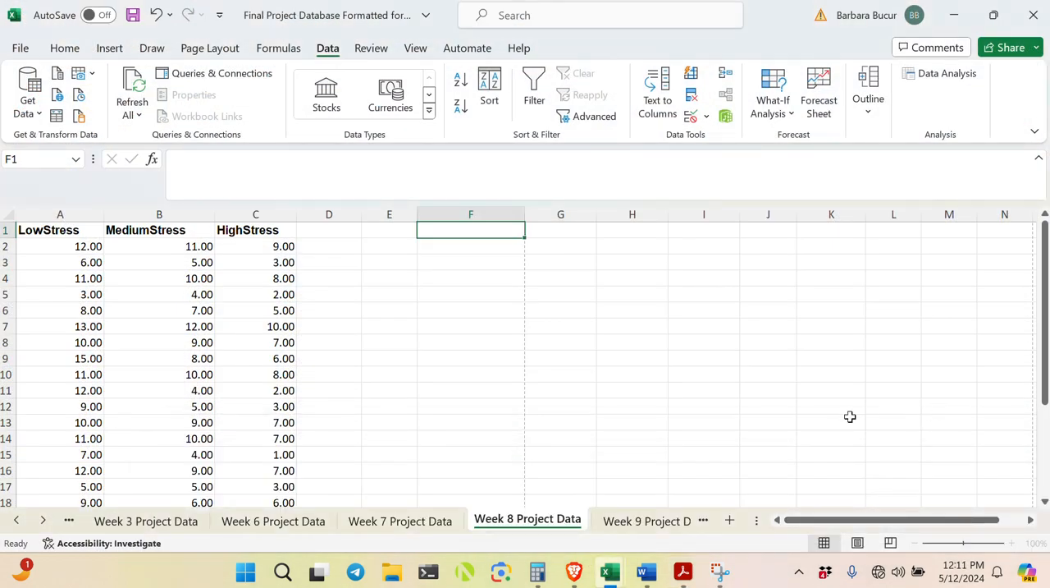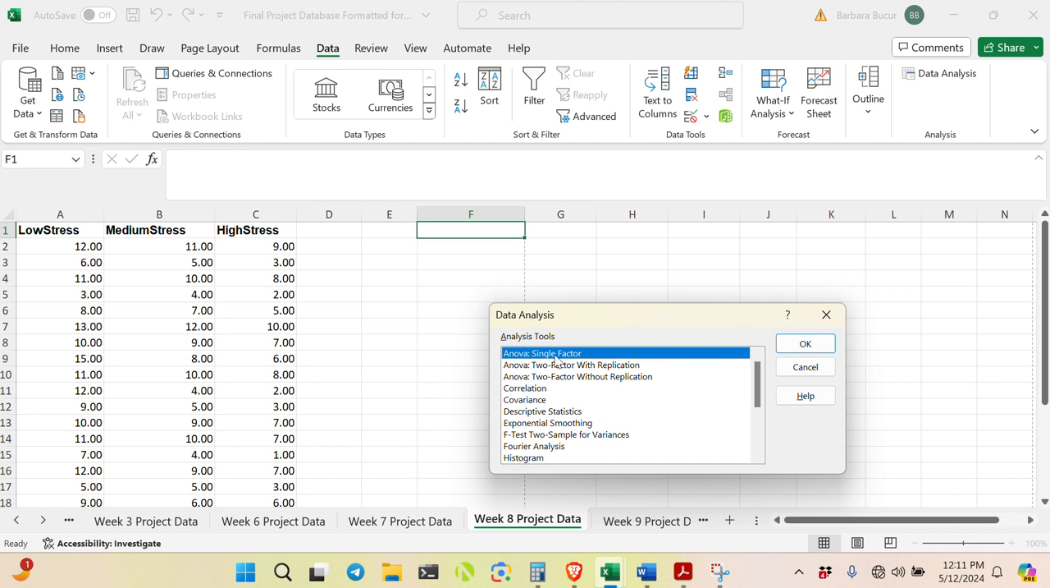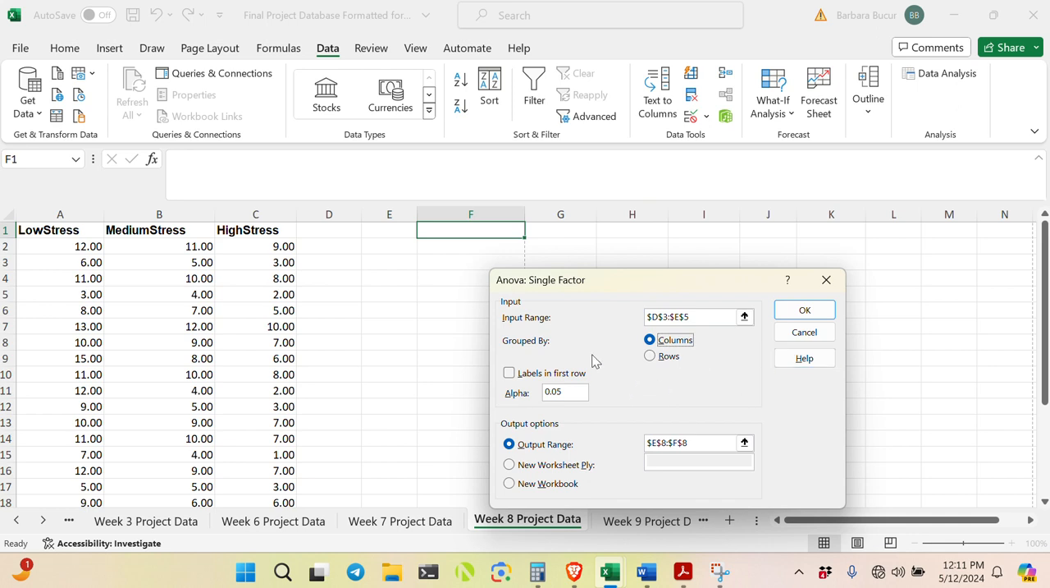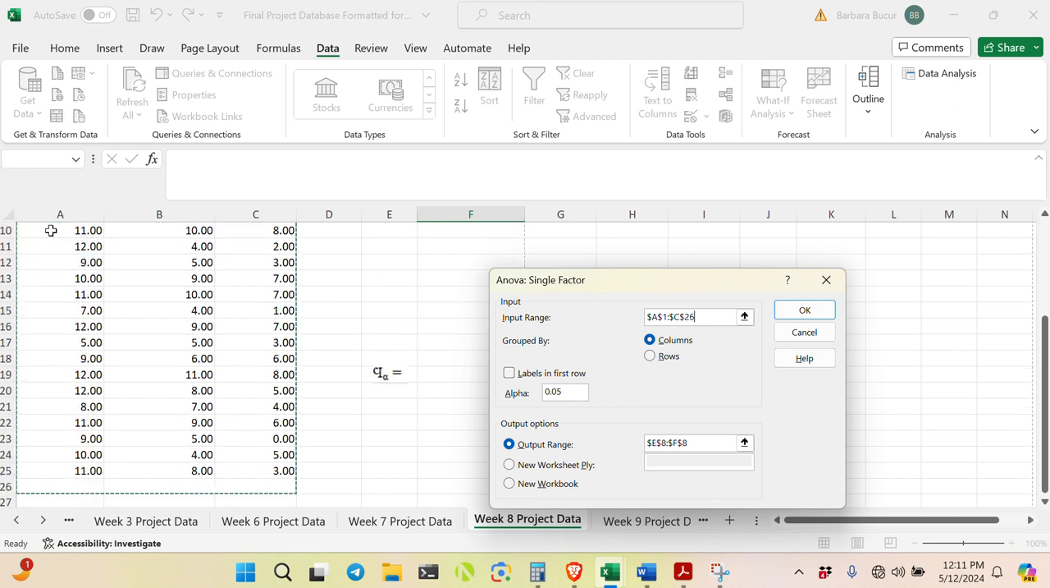So for the one-way ANOVA, you'll go to Data and then Data Analysis. You'll pick the single factor ANOVA and click OK. And then you'll select your input range. If there's anything in there already, just to be safe, you should delete it. And then you can select the range of data, including the labels. And then you want to make sure the button is checked by columns, so it's grouped by columns, and you do have labels in the first row.